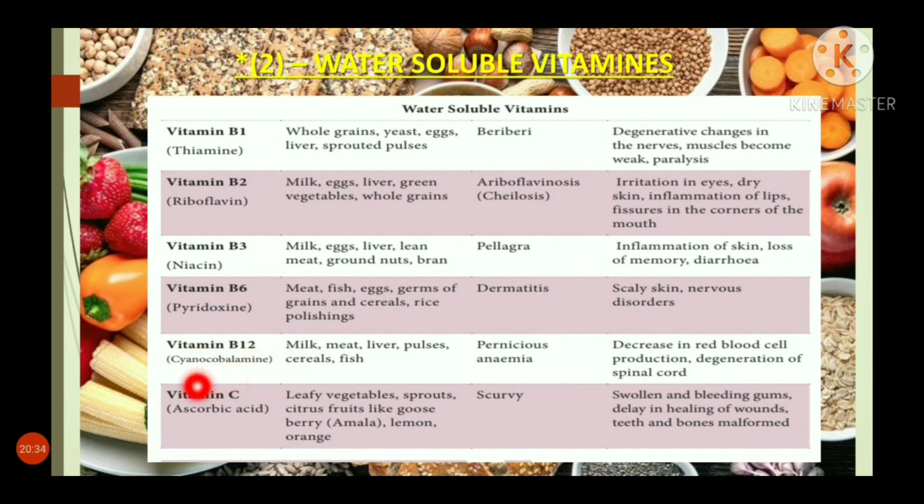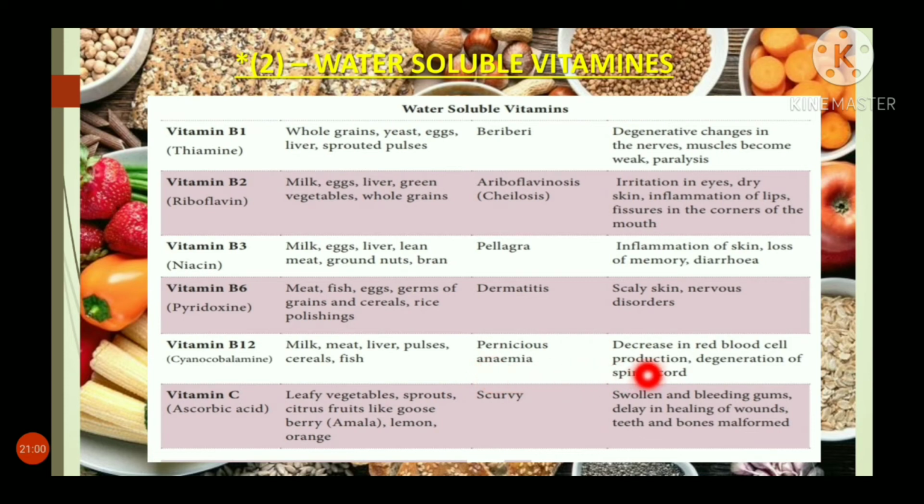Vitamin C, ascorbic acid. Can you remember where vitamin C is present, students? Yes, lemon, orange, these all have vitamin C. Leafy vegetables, sprouts, citrus fruits like gooseberry, that is amla, lemon, orange. If you don't have that, you will have a disease called scurvy.